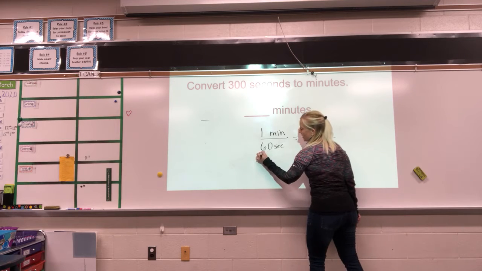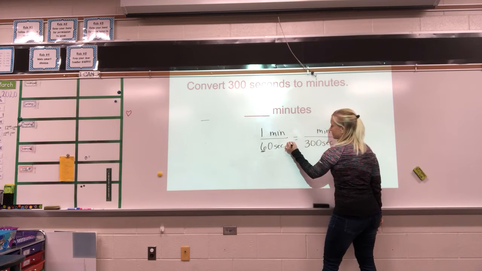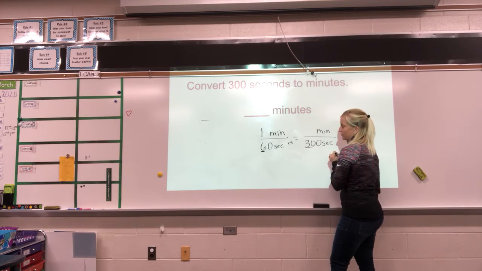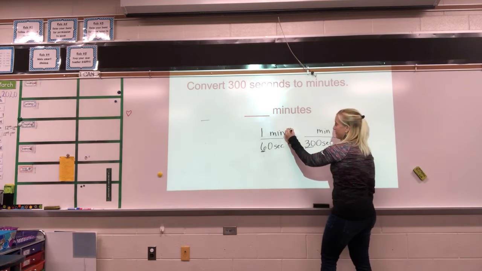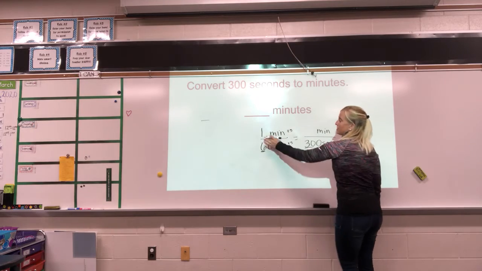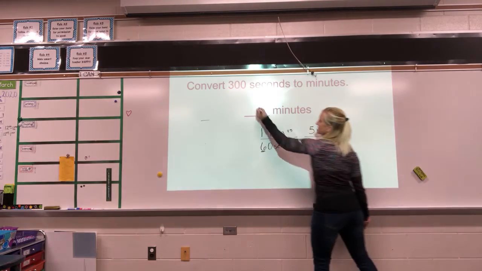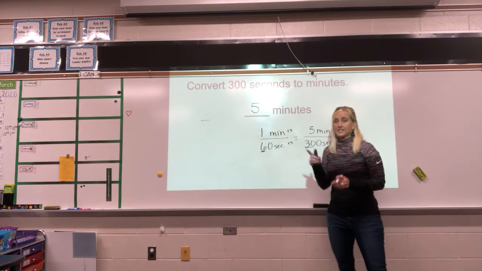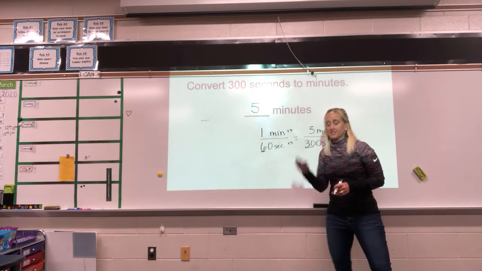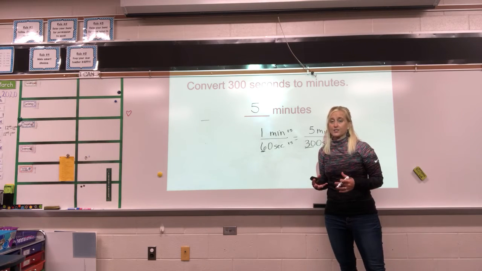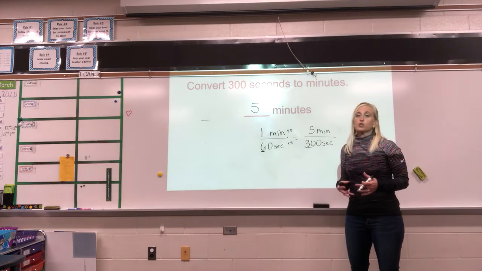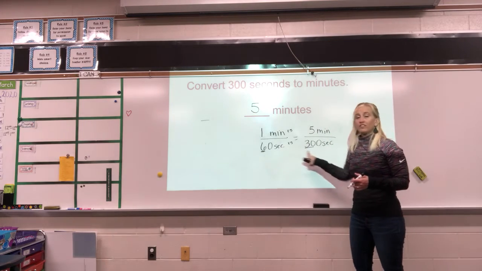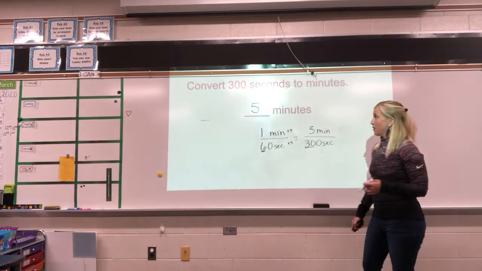So I'm going to again look at that equivalent fraction that I have set up. And I know that 6 times 5 is 30. So 60 times 5 is 300. Well, if I do times 5 on the bottom, I have to do times 5 on the top. So 1 times 5 means it's 5 minutes. Now, could you go through and do 60 plus 60 plus 60 plus 60 plus 60 until you find the right answer? Absolutely. You've got to do what works for you, but that could take a long time. So the equivalent fraction method is a really great way to go.